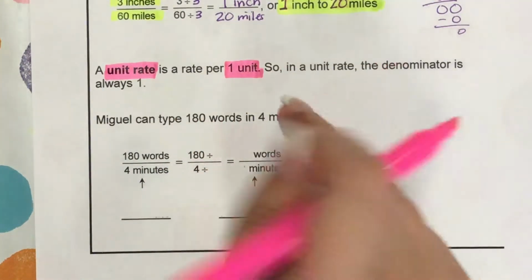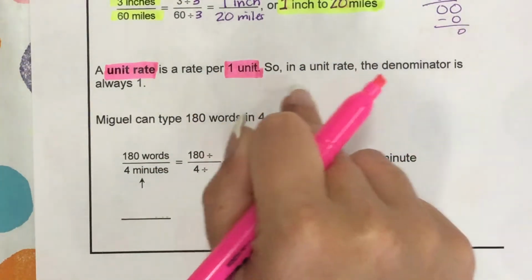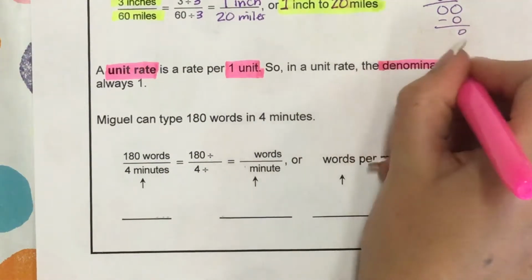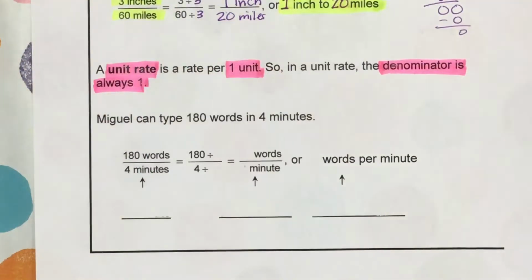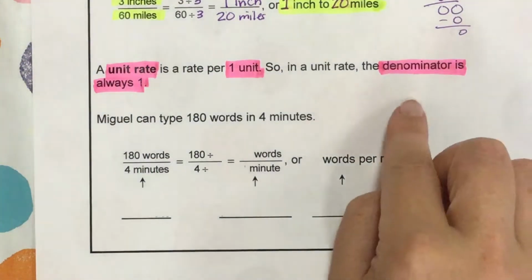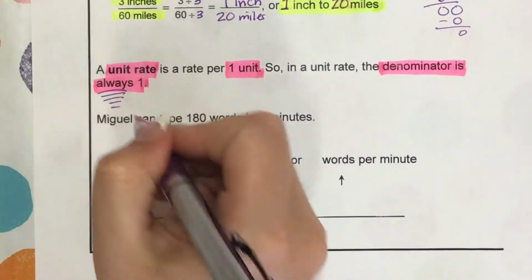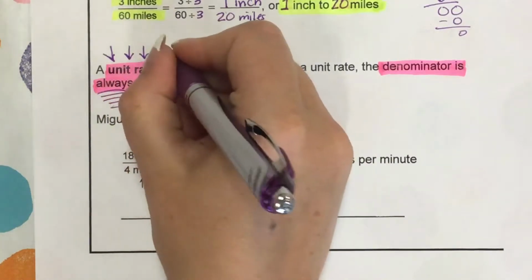Per 1 unit. Okay, so that means you have to have 1 in the denominator. So in a unit rate, the denominator is always 1. Remember, the denominator is the bottom part of a fraction. It always has to be 1 whenever you're dealing with a unit rate.